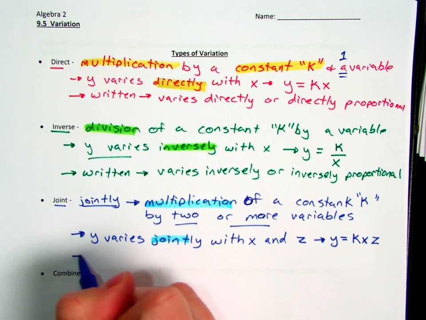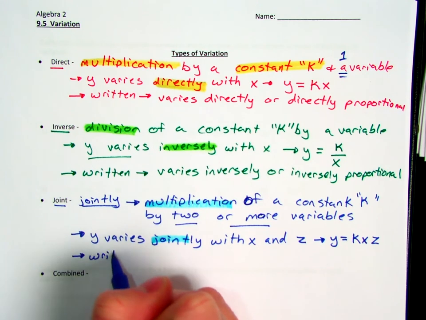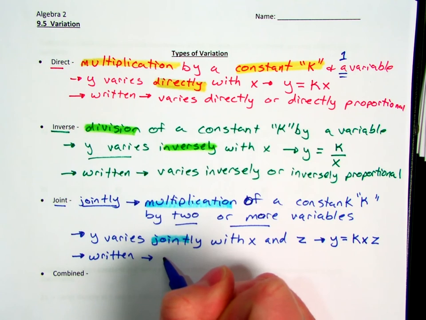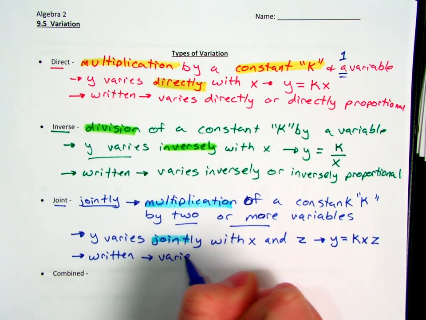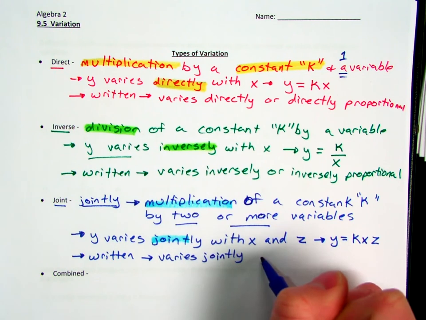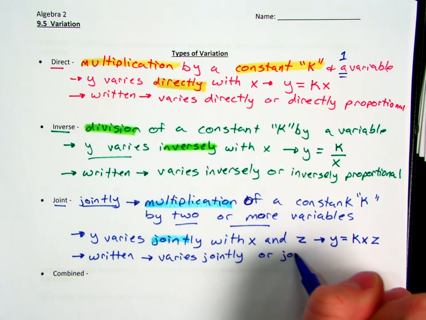And so that same type of wording, how it would be written, still applies. It would be the same type of thing. Varies jointly, just like I said in that example. Or you might see jointly proportional.